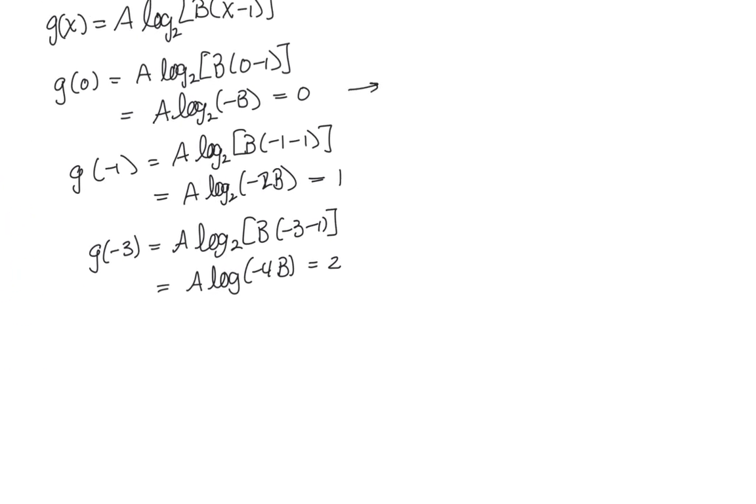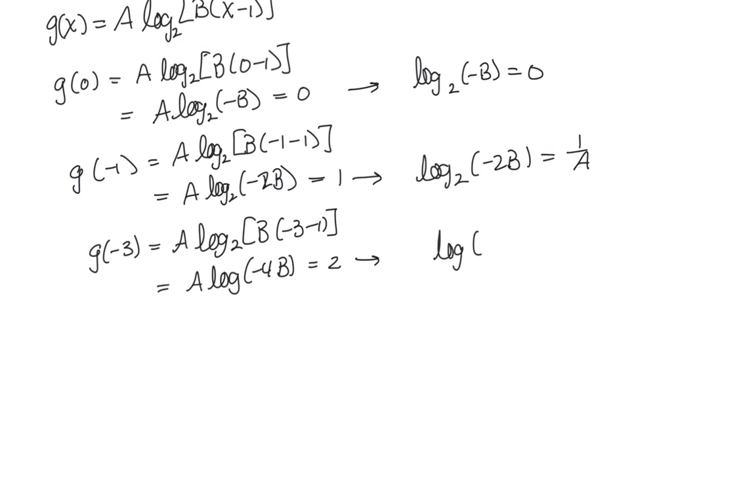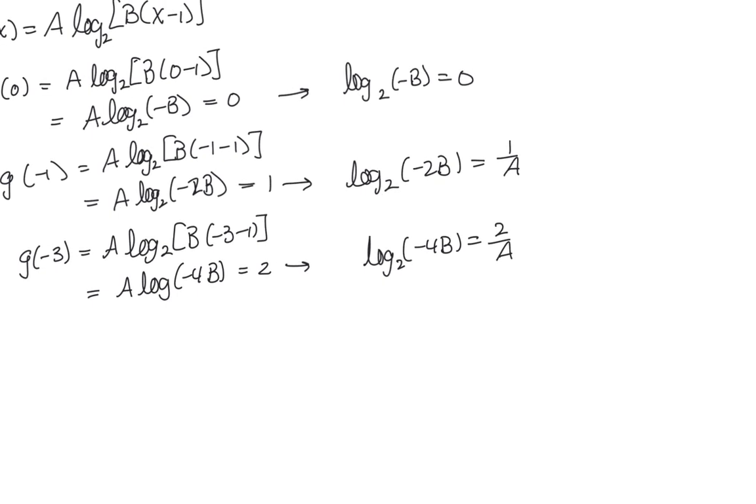From here, what I would do on each one of these three equations is divide both sides by a. So I have the log base 2 of negative b is equal to 0. I would have the log base 2 of negative 2b is equal to 1 over a. And then I would have the log base 2 of negative 4b is equal to 2 over a.